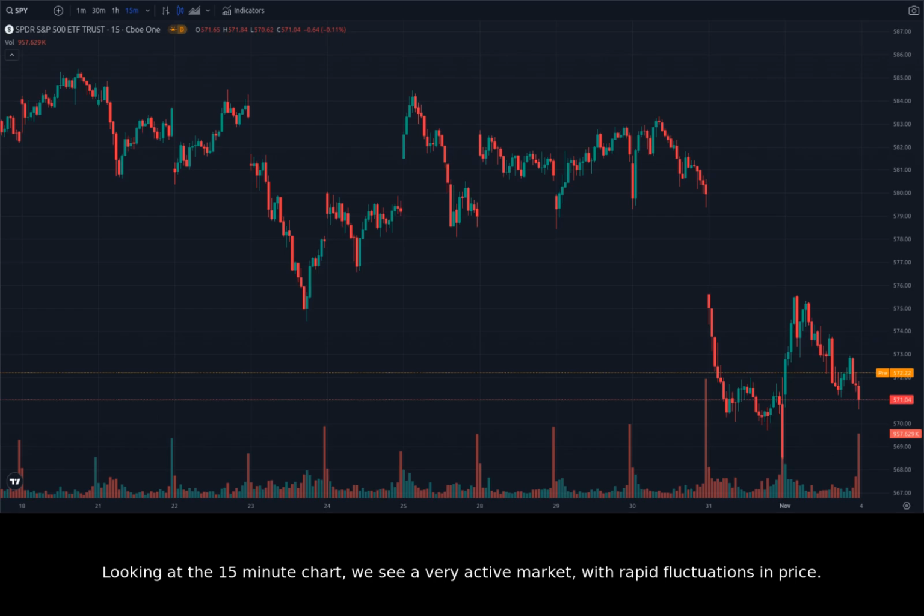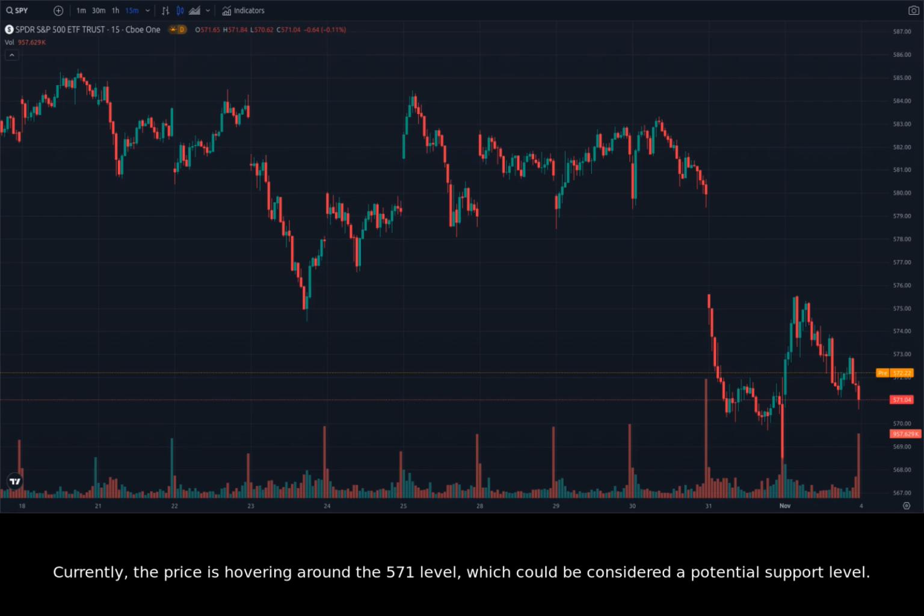Looking at the 15-minute chart, we see a very active market with rapid fluctuations in price. This reflects the ongoing uncertainty and volatility in the market, influenced by the election and Fed news. The 15-minute chart can be quite noisy and difficult to interpret for long-term trading strategies. However, it can be valuable for identifying short-term trading opportunities.